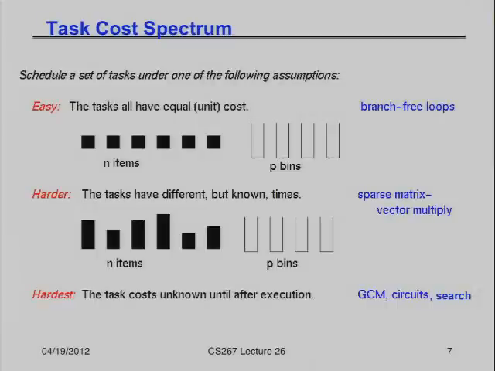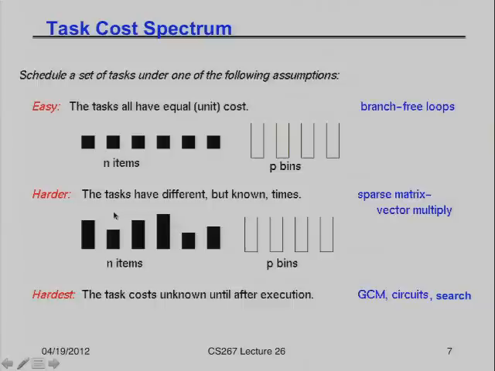So let me just draw these pictures again to show you what this spectrum looks like, and your load balancing problem could fit anywhere. So here's the task cost spectrum again. The easiest case is when they all have equal costs and you have P bins, P processors you want to put them in.